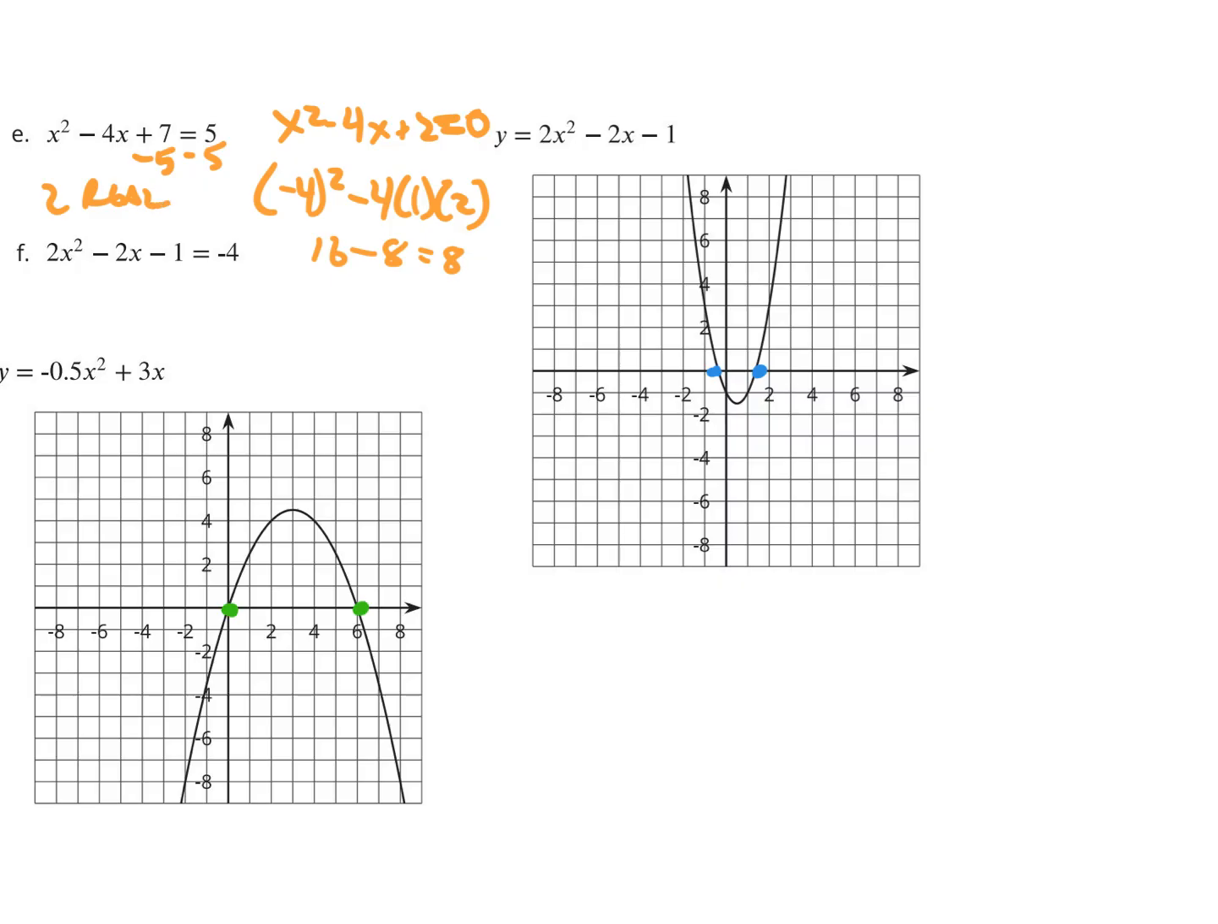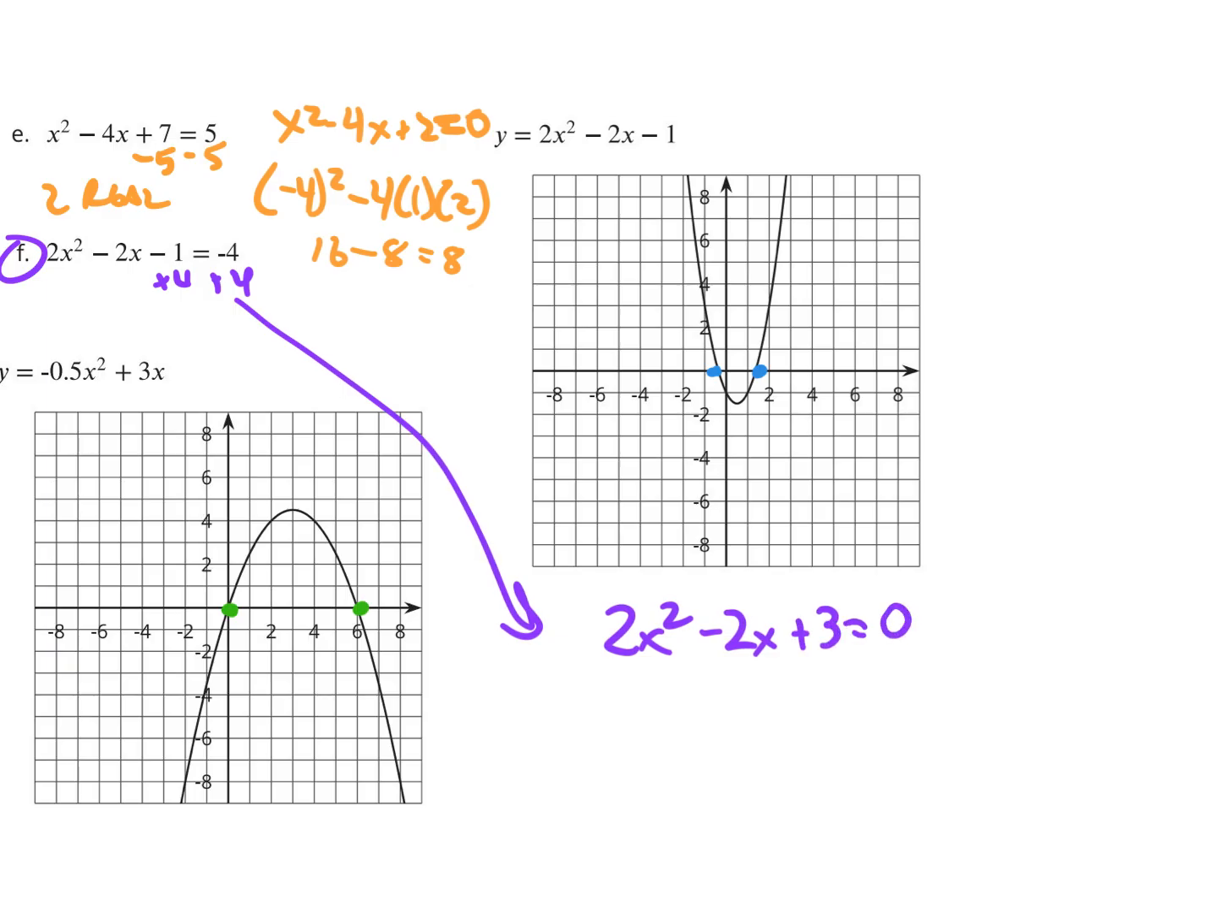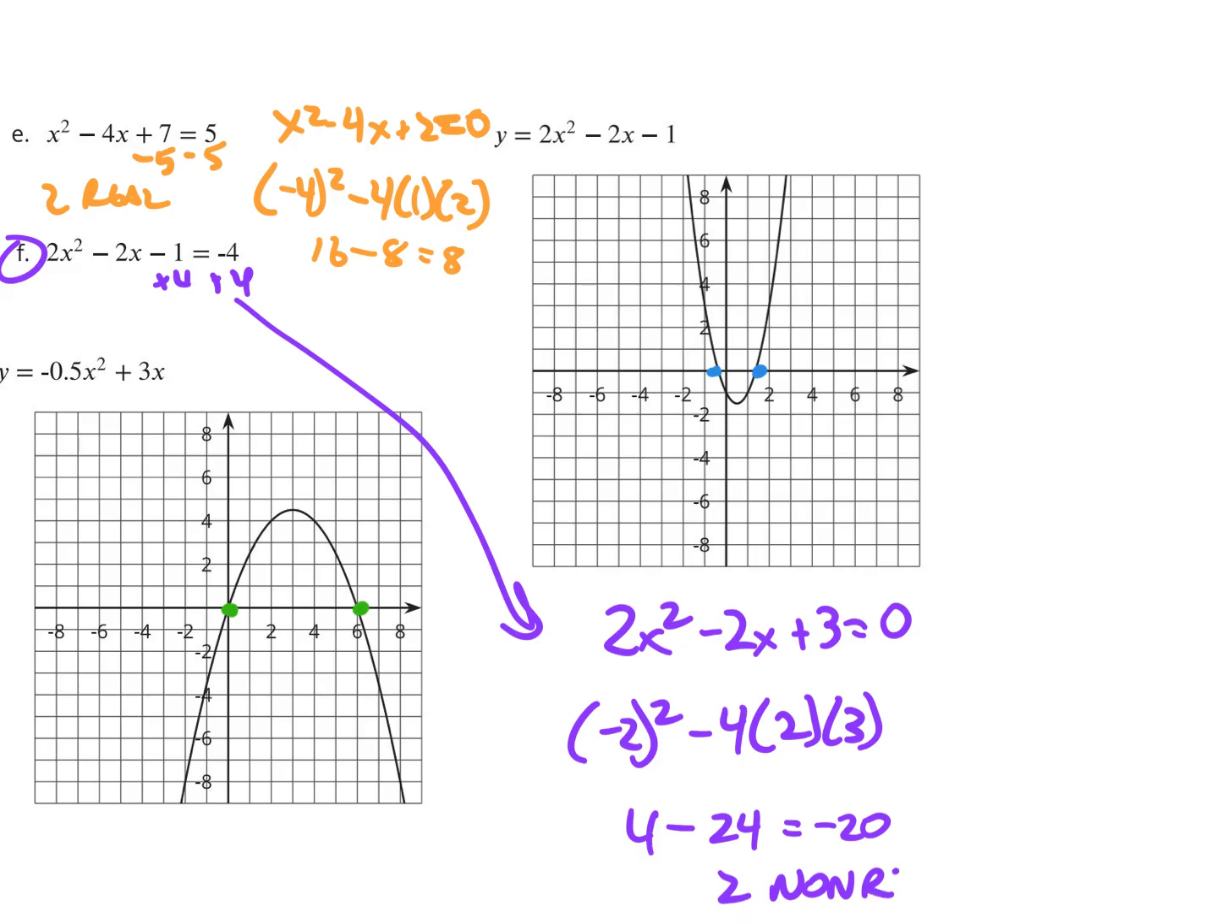I'm going to take F over here. So the first thing we got to do is add 4 to both sides. So you get 2x squared minus 2x plus 3 equal to 0. So b squared, negative 2 squared, minus 4 times A times C is 4 minus 8 times 3 is 24, which is negative 20. So this has 2 non-real solutions.